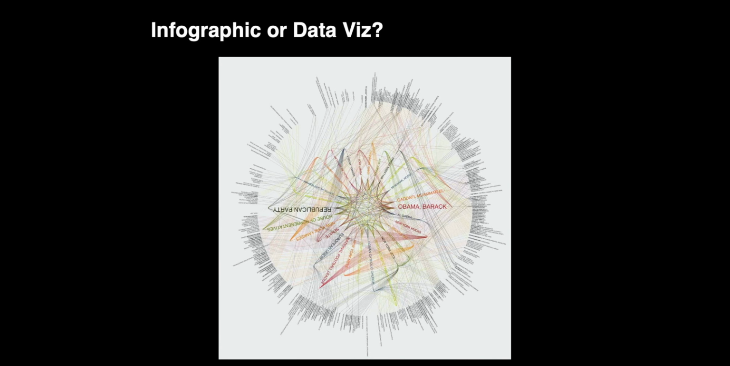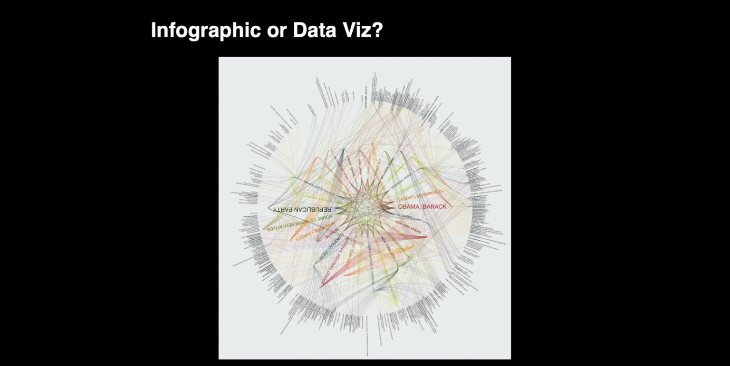So let's take a look at some visualizations and see if we can define them as infographics or just data visualizations. So this is a visualization by Jared Thorpe. It's his New York Times visualization connecting all the different stories as a node-based visualization. So I believe this is more of a data visualization than an infographic.